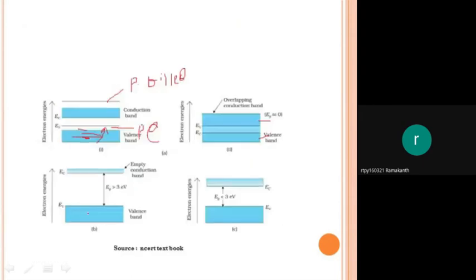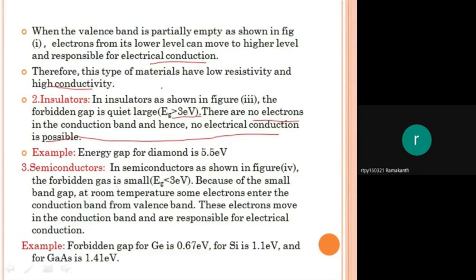So here this gap is very large. It requires very high energies. Even at higher voltages, no electron can move from valence band to conduction band. So the gap is very large, and no electrical conduction takes place. Okay, this is about insulators. For diamond, the energy gap is about 5.5 electron volts. Okay, so very high. Semiconductors.